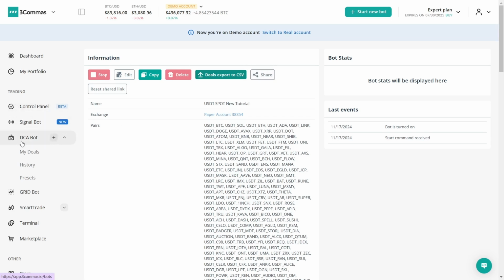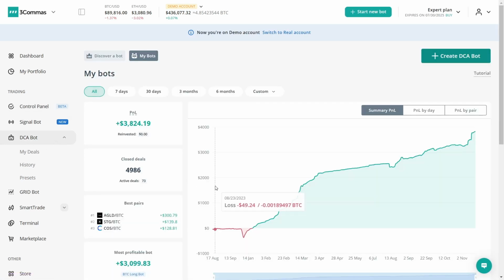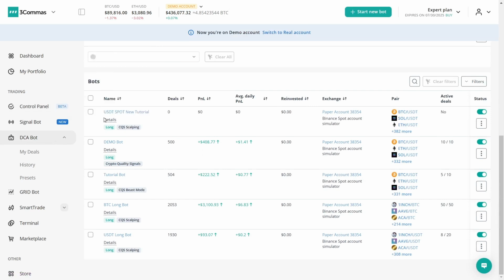If I come back here to my DCA bot page, I can see all my bots, including my new tutorial bot, based on CQS Scaling. It didn't open any deals yet, so I will wait a few hours, and after it opens a few trades, I will show a few results to close this tutorial.